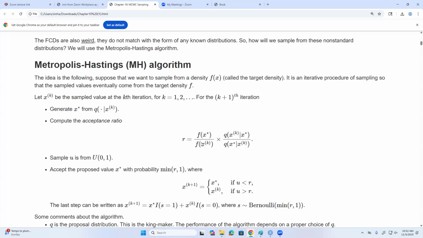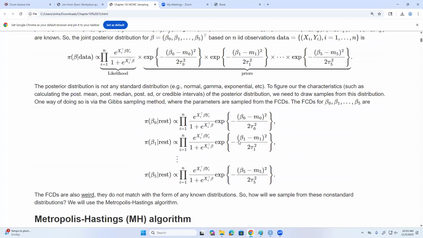Another very important point is that this target density appears only in the acceptance probability calculation, and it appears as a ratio. Therefore, if you do not know the normalizing constant or the constant of proportionality of your target distribution, you are perfectly fine, because this constant will appear in the numerator and denominator, and they will cancel. So what you need is just the functional form. And that is a great advantage. It's a very great advantage of Bayesian computation.